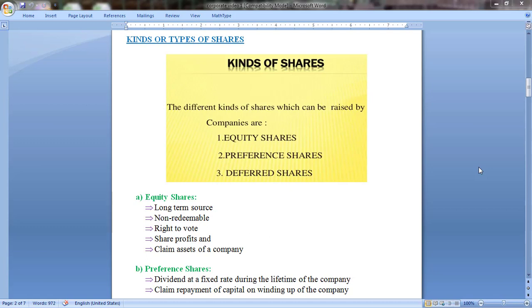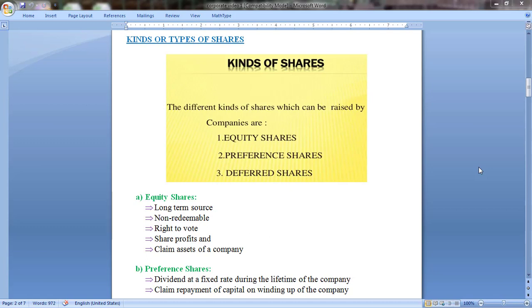It cannot be redeemable during the lifetime, and the shareholders are having the voting rights. The shareholders are having a share of excess profits of the company and can claim assets of a company. So in short, equity shareholders enjoy the benefit as an owner of a company.